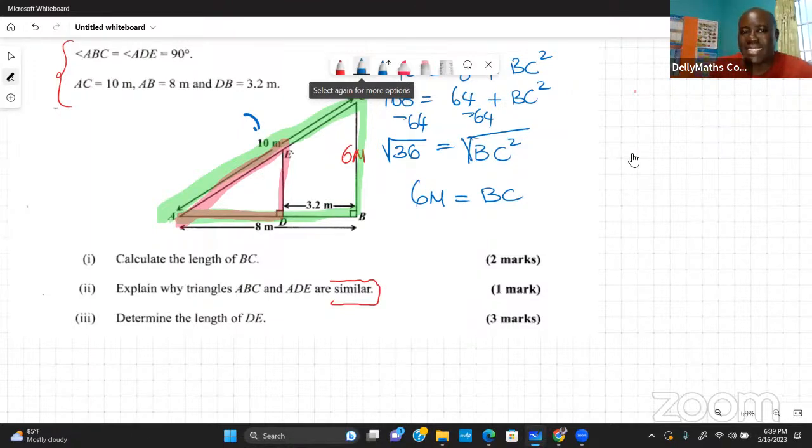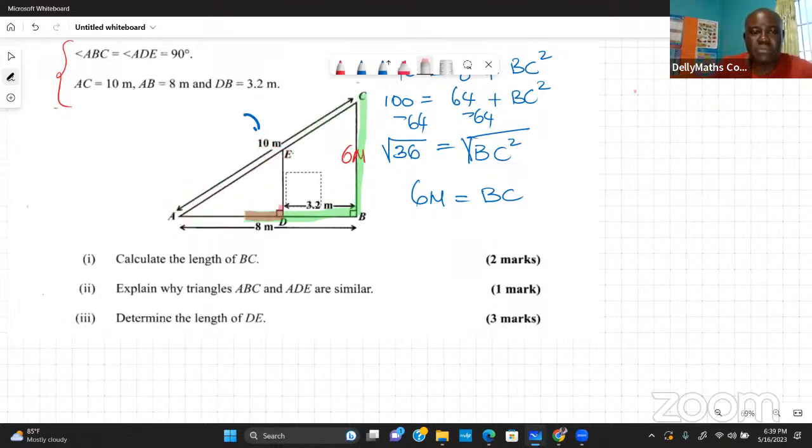So then, because it's a 1-mark question, look what they said. Explain why. So if you want to explain why here, take a look. Let's look at the angles. When you're explaining similar triangles, all you have to do is look at the angles. Look at angle B, it's 90. Look at angle D, it's 90. Both of them have A. Angle A is a part of both.